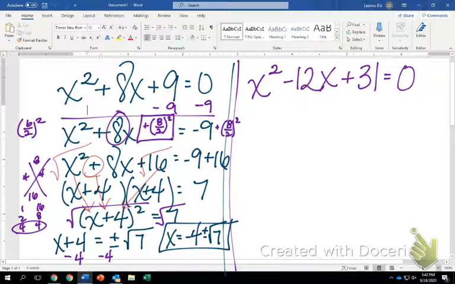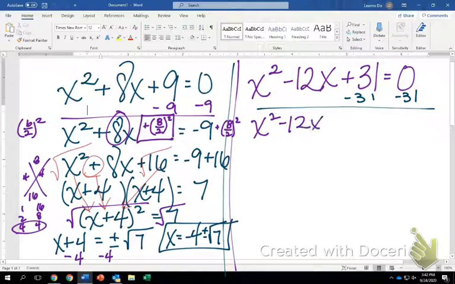So let's talk about a slightly alternative method that might be more helpful for those of you who are still struggling. Again, we'll go ahead and transfer over any numbers that don't follow our pattern. So in this case, the 31 definitely doesn't follow the pattern. We're going to bring that over. We'll get x squared minus 12x, put some space, equals negative 31.